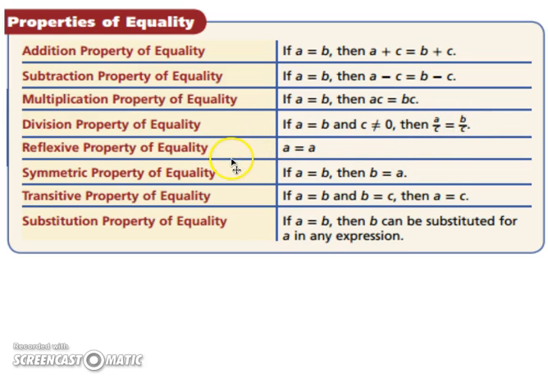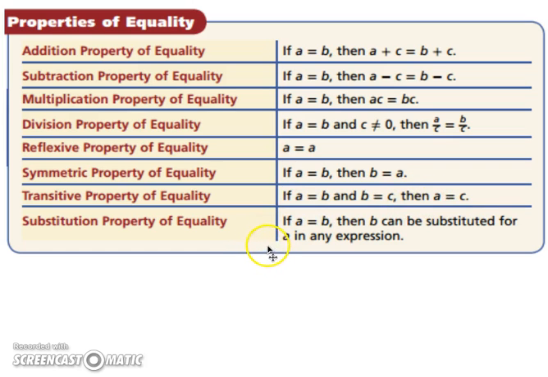The reflexive property of equality states A equals A, or 5 equals 5. If you're dealing with the symmetric property of equality, then think symmetry. So if A equals B, then B equals A. So the transitive property of equality would be if A equals B and B equals C, then A equals C. For those that learned about the law of syllogism, it's very similar.